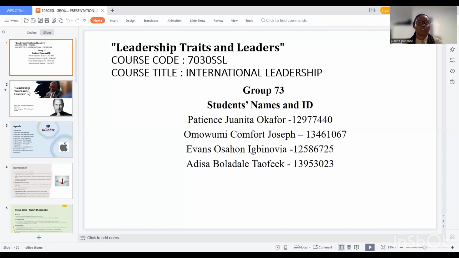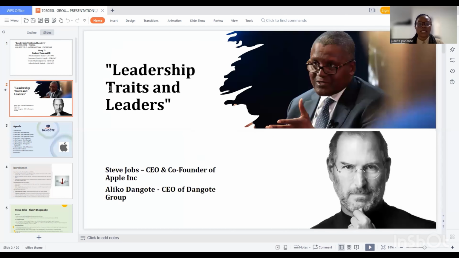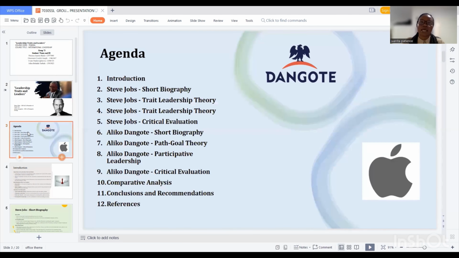Now, in today's presentation, we are talking about leadership traits and leaders, whose case studies are Steve Jobs, the CEO founder of Apple, and Aliko Dangote, CEO of Dangote Group. Now to the agenda of today. In today's agenda, we embark on a journey exploring the leadership traits and style of these two icons, like I mentioned, Steve Jobs and Aliko Dangote.